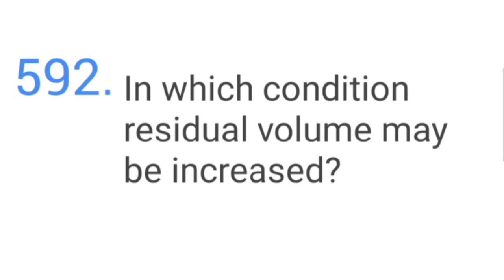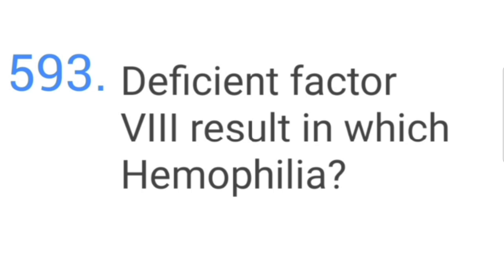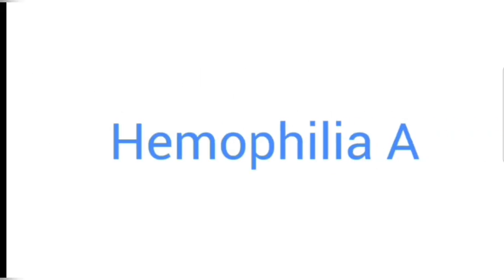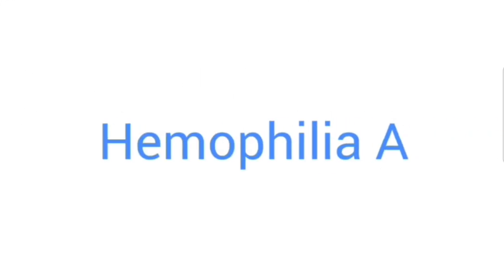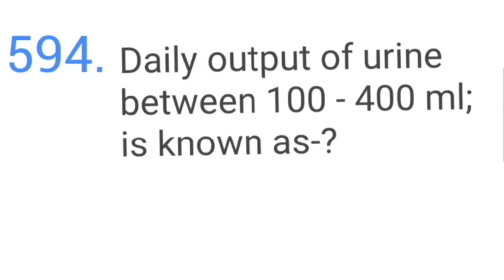In which condition residual volume may be increased? With obstructive lung disease. Deficit of factor 8 results in which hemophilia? Hemophilia A. Daily output of urine between 100 to 400 ml is known as dash. Oliguria.